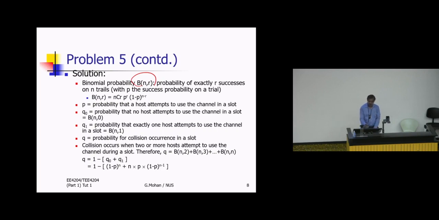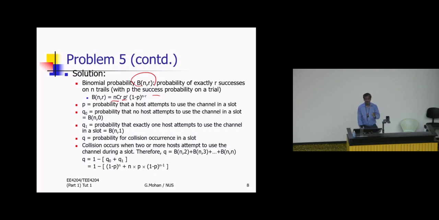That is nCr, because that r can be any r. It need not be the first 1, 2, 3, 4, it can be any place. So it's a combination: nCr multiplied by P raised to the power r. Because r times it should succeed, and the success probability is P. So P multiplied by P, r times, is P raised to the power r. It is exactly r times.